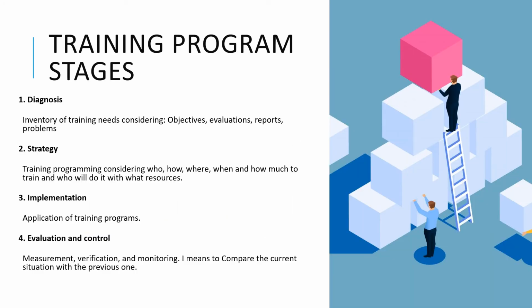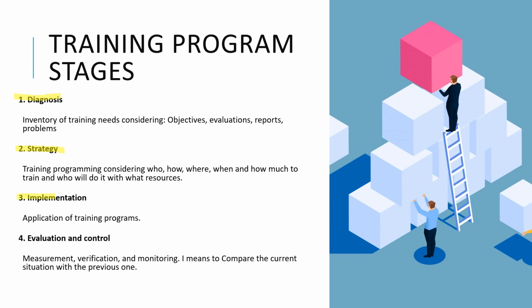When implementing a training program, you will find that it is divided in 4 stages. The first stage is the diagnosis, which is an inventory of the training needs considering objectives, evaluations, reports, and problems. The second stage is the strategy, which is the training programming considering who, how, where, when, and how much to train and who will do it with what resources.